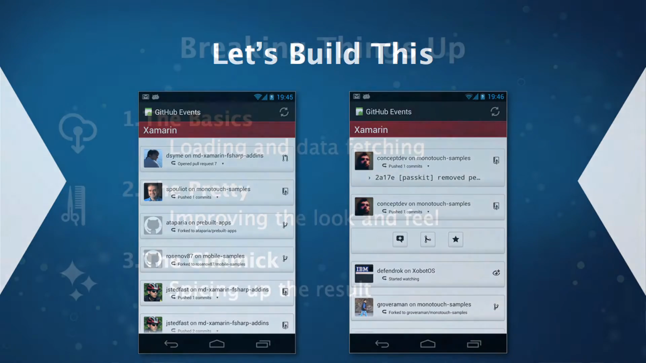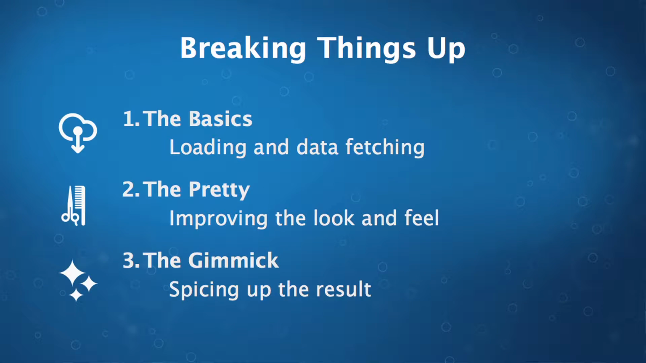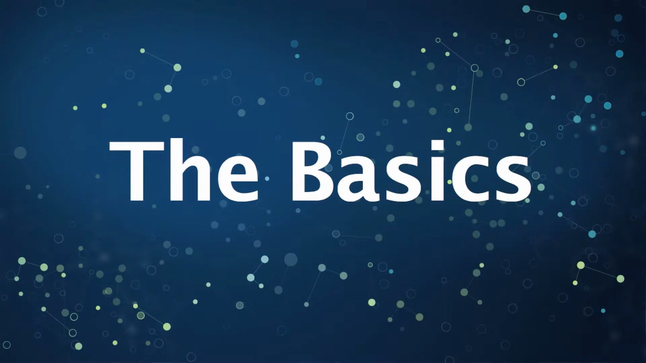So let's build this. We're going to split the thing into 3 parts because there are 3 general aspects we can work on. The first thing to focus on is the basics. That includes loading up the data and laying it out in a good way. Then we're going to see the pretty, so how we can make this default black background, white text a bit better. And then the part I'd like to call the gimmick, where you can spice it up a little bit to make it even more attractive for your user.